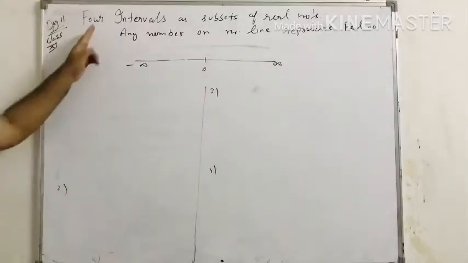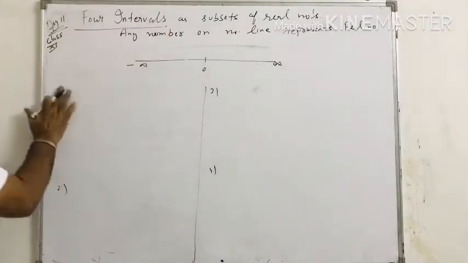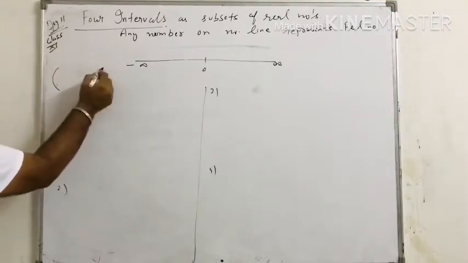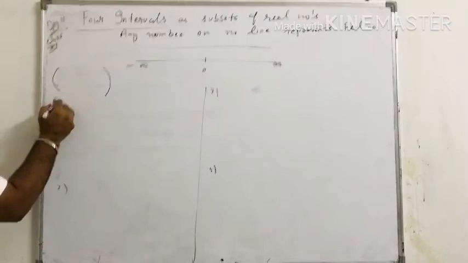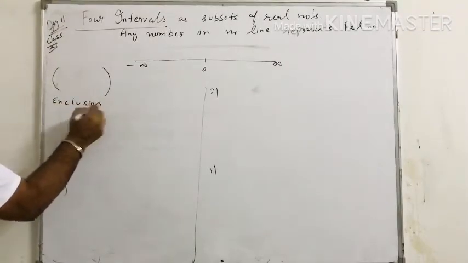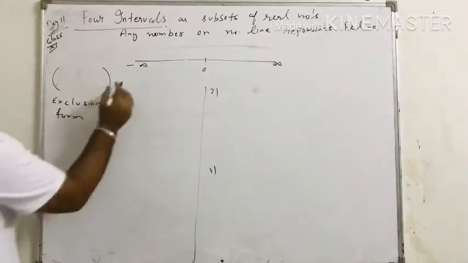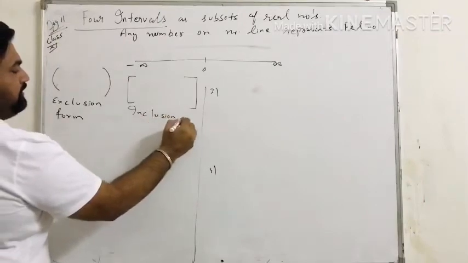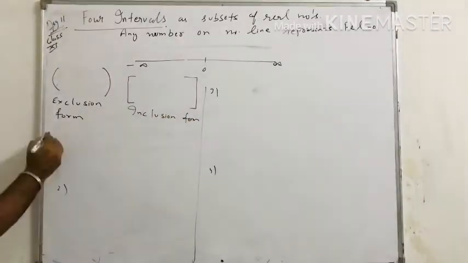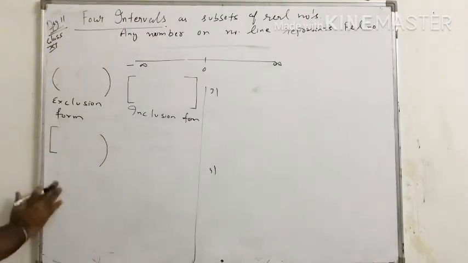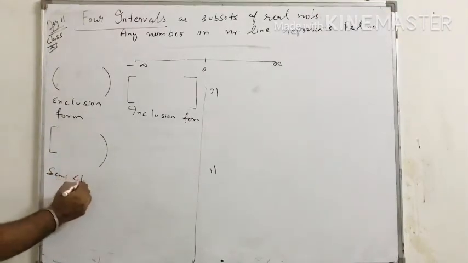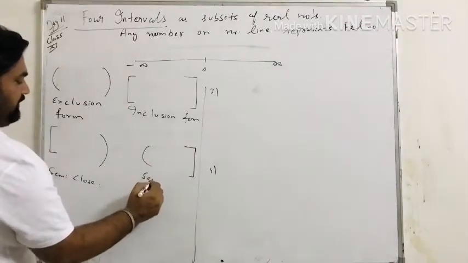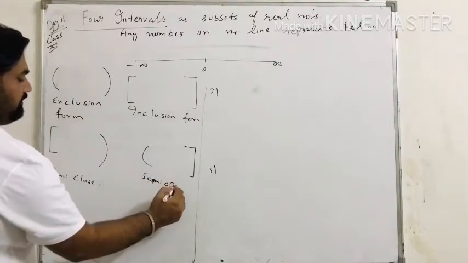So basically there are 4 intervals. First of all, how can we represent the intervals? First of all, this is exclusion form, and this is inclusion form. This is semi-closed and this is semi-open.